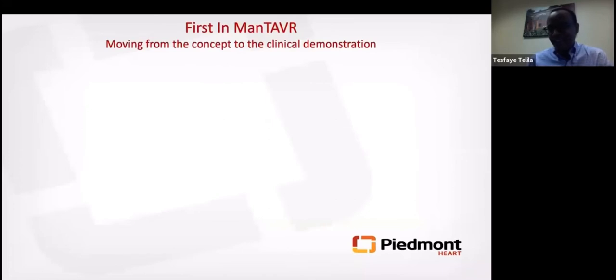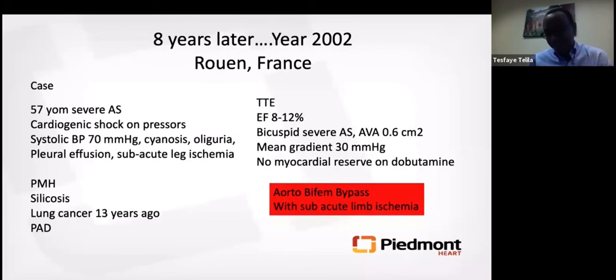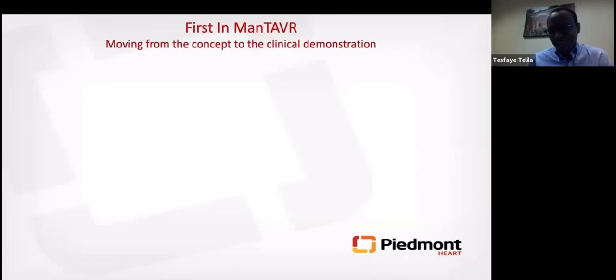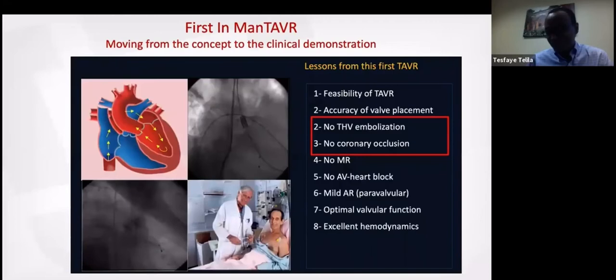He didn't have any good access. Also, he had an aortobifemoral bypass in the past and acute limb ischemia. It's really as sick as you can get. So the first in-man transcatheter aortic valve therapy was performed in that patient by Dr. Alain Cribier in 2002. And this is that patient a few hours after the procedure was performed.